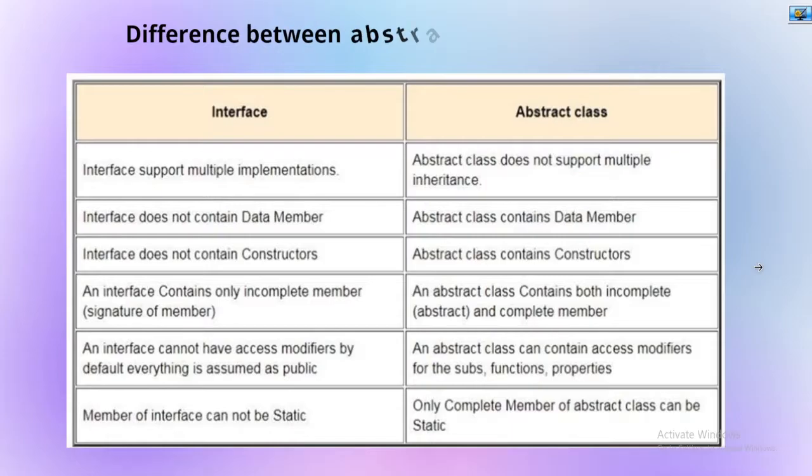Let us see the difference between the abstract class and an interface. Interface supports multiple inheritance. Abstract class does not support multiple inheritance. Interface does not contain data members. Abstract class contains data members. Interface does not contain constructors. Abstract class contains constructors. An interface contains only incomplete members. An abstract class contains both incomplete and complete members.